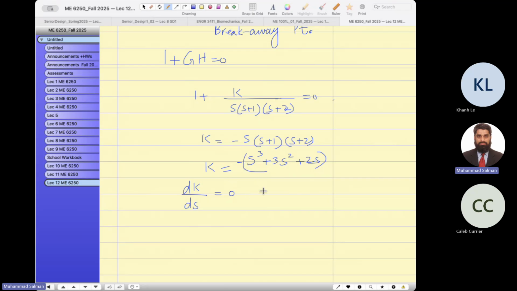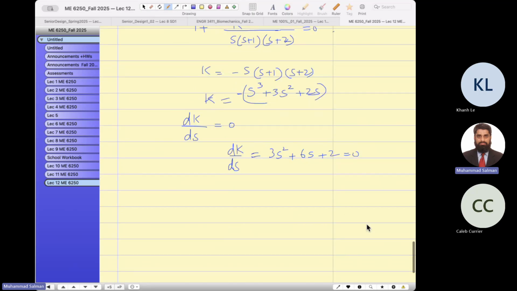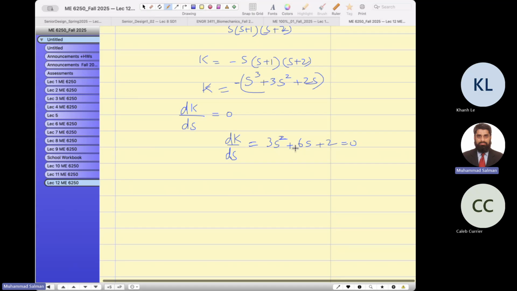So now let's find out the differential of k with respect to s. So let's do the derivative. dk over ds equals, the negative sign goes to the right hand side, so it becomes 0, so don't worry about the negative. So 3s square plus 6s plus 2 equals 0. Agreed? Now from this you can find the roots of this equation. So s1 equals negative 0.42. You can verify in your calculator. s2 equals negative 1.57.